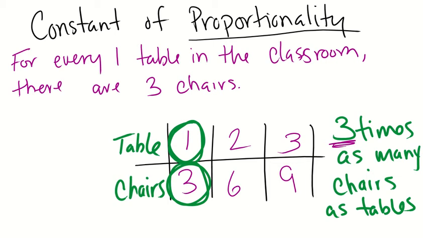So since I'm going to have the tables before I have chairs, that's what's going to come first. I'm going to call that my x value because it is independent, and the number of chairs I have is dependent on my x value. So I am going to say that the number of chairs, because I have 3 times as many chairs as tables, is going to be 3 times the number of tables I have. So that would be my equation, and this would be my constant.